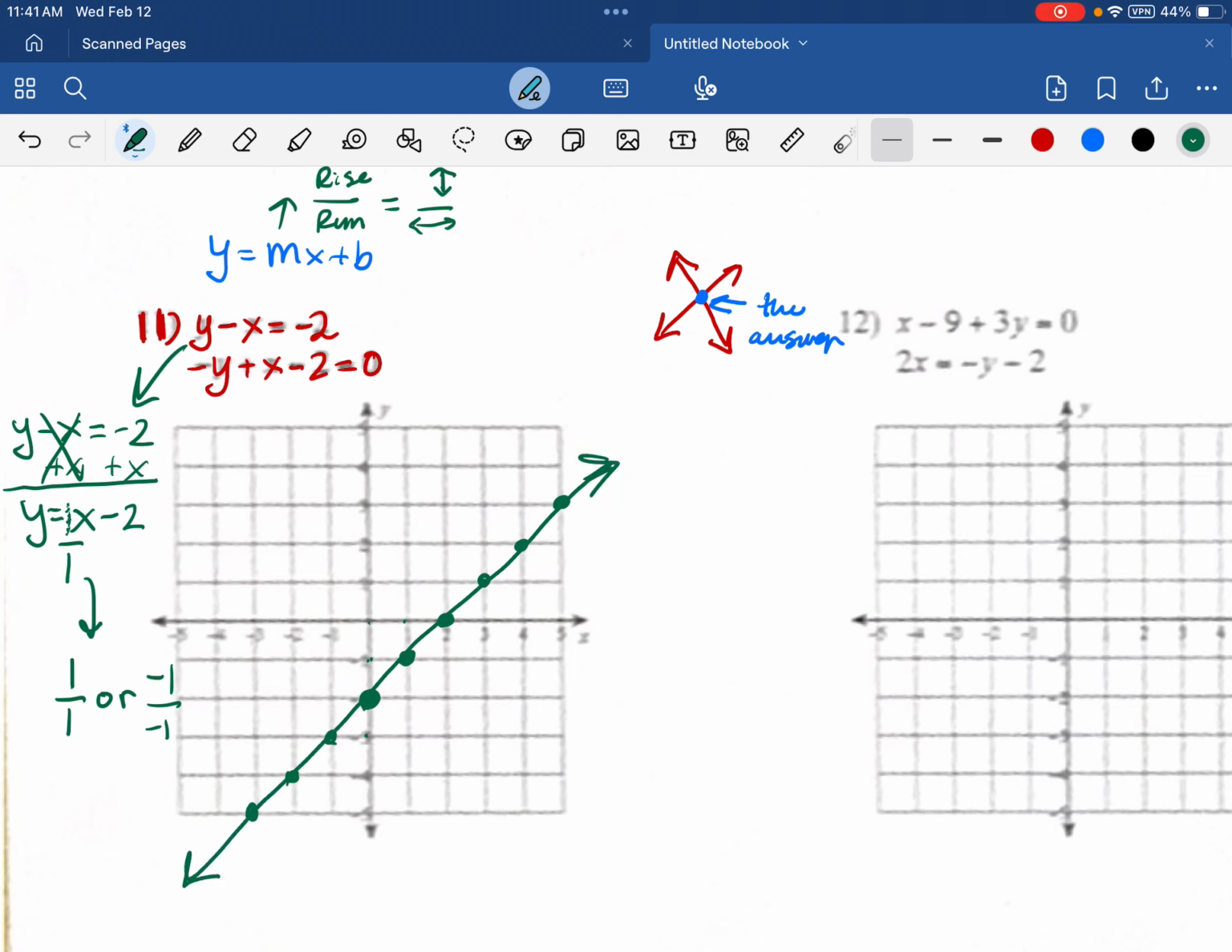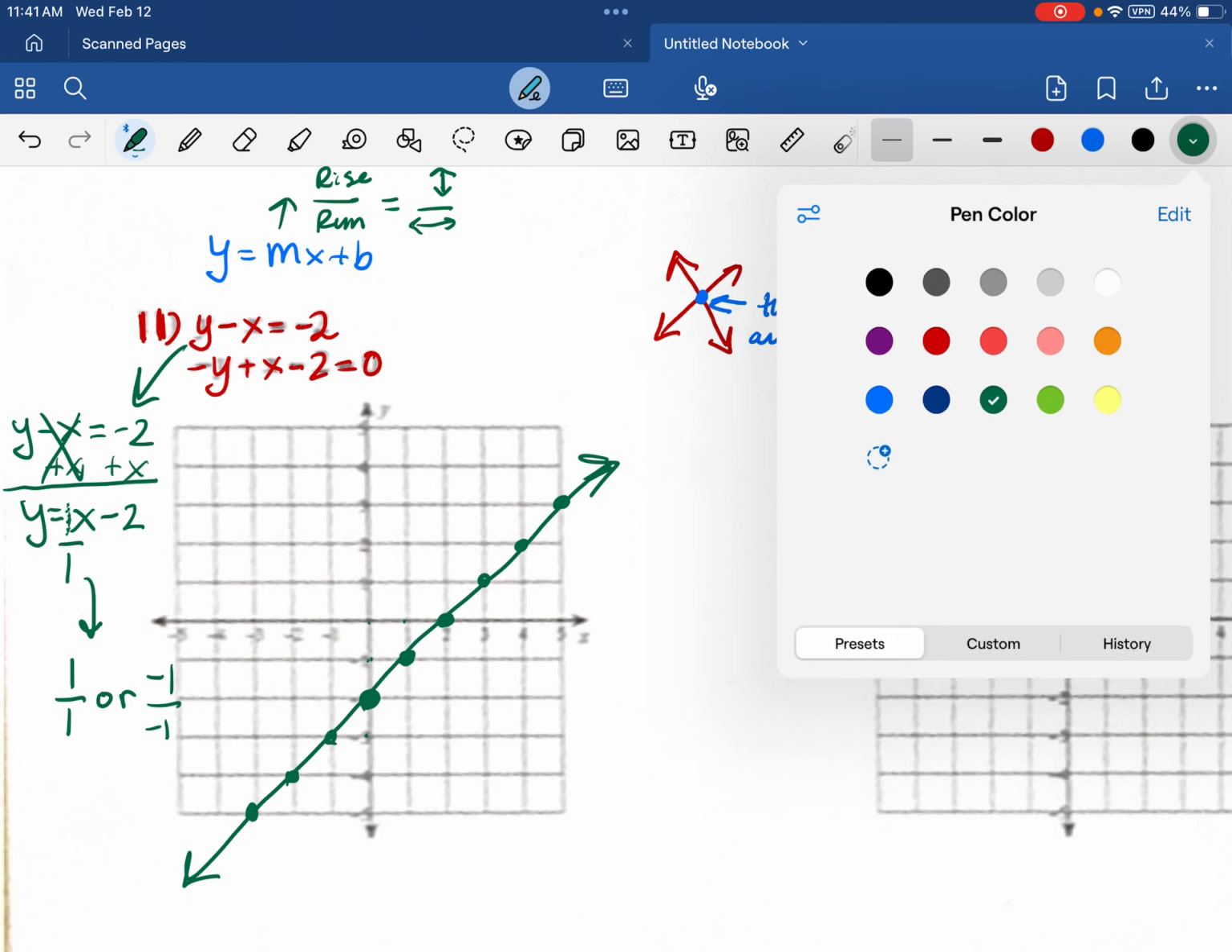Okay, and we're good to go there. Right now we got our first line graphed. Now I am going to jump into graphing my other line.